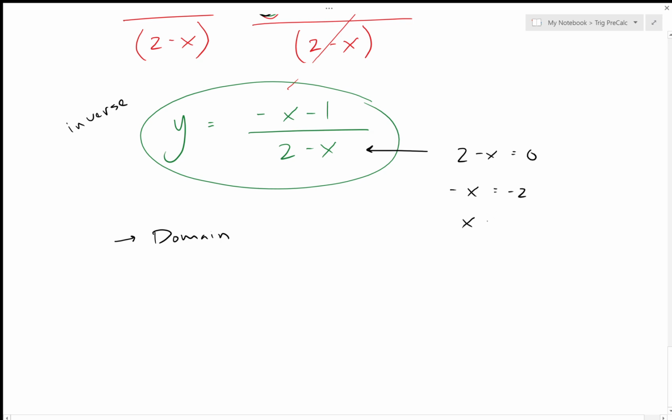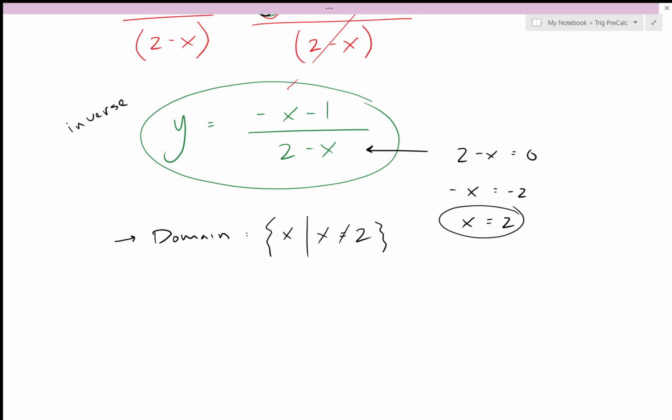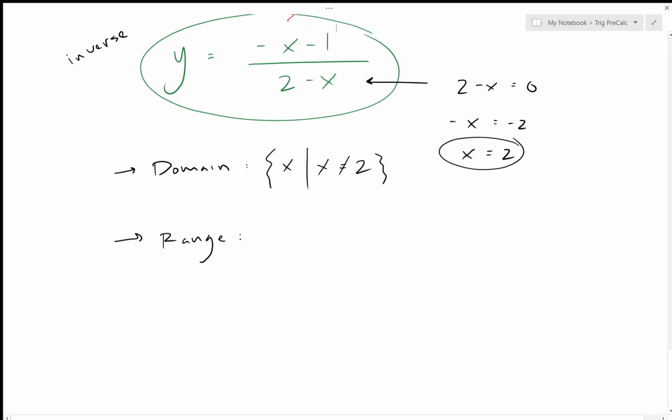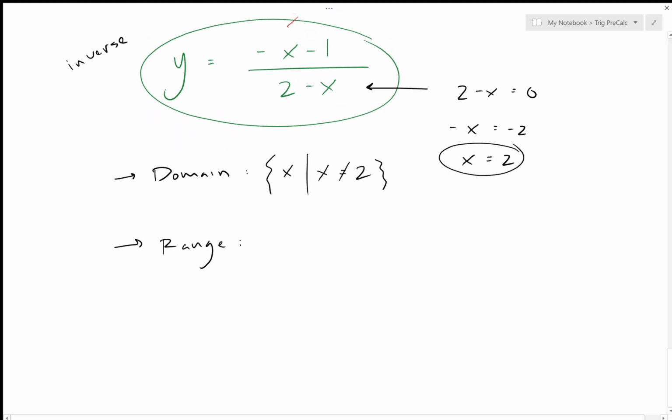So anywhere that we plug in a 2 is going to give us an issue. So remember, we write that out. X is all real numbers except for 2. We can't have 2. Now something we haven't really looked at too much is range. Alright, but this is actually pretty easy. And we're going to make a little note underneath just because this might be the first time we're seeing it.